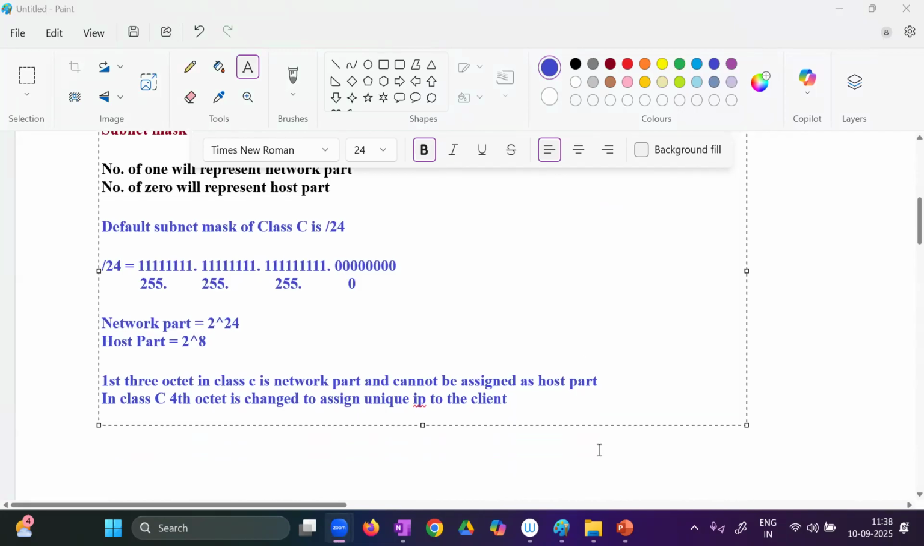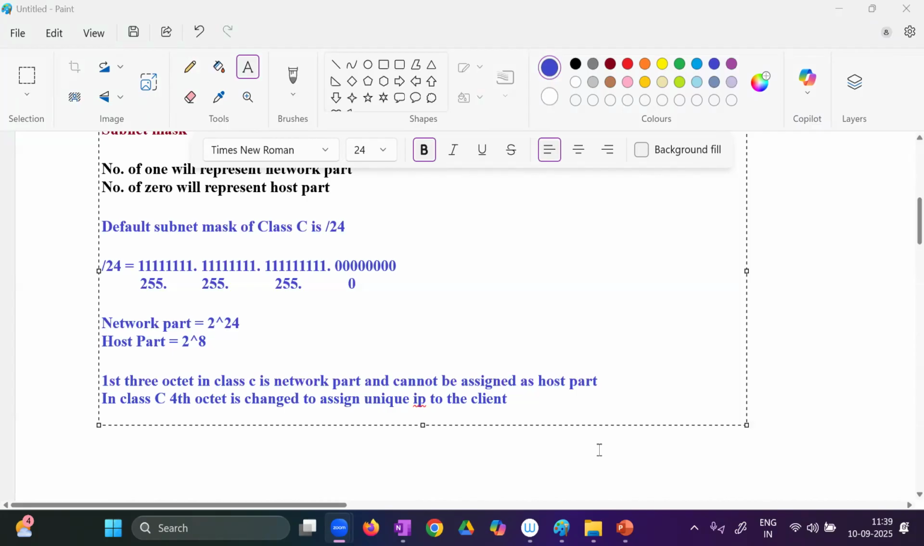This is regarding which class? C. See, why class C? You could have done this with class A or class B also; with A also we have done, B also we have done. Okay, we'll come to that part. See, what happens is that in class C you can change only the fourth octet, right? In class B, you can change third and fourth, both octets. In class A, you can change second, third, and fourth.